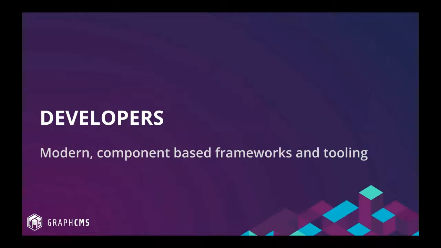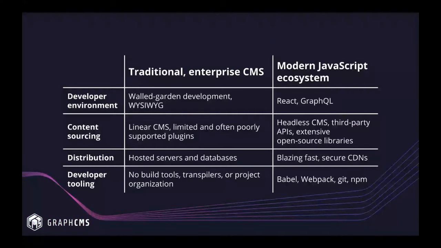And the popularity of JavaScript frameworks like React and Vue, and the ecosystems around them, has really driven this approach. So if we do a quick comparison of how this has changed over the years: on the left, the traditional enterprise, you've got that linear, one-CMS approach, with limited and often poorly supported plugins. Maybe you did want to pull in some data from elsewhere, but you're often at the whims of some plugins, as opposed to headless CMS, where we've got third-party APIs and extensive open source libraries.